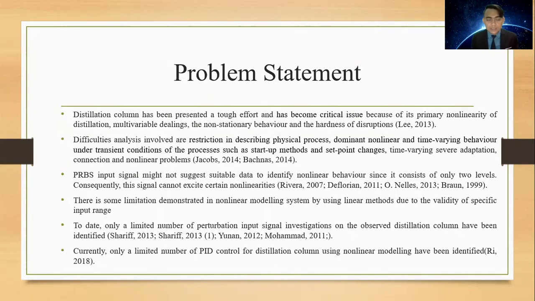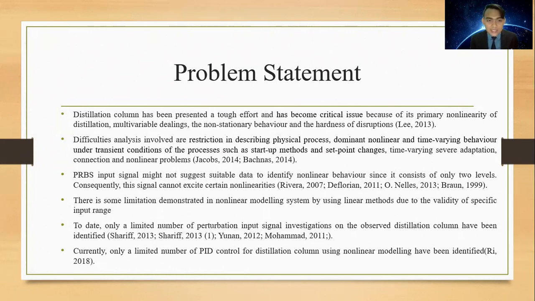For the problem statement, the distillation column presents a tough challenge and has become a critical issue because of its primary nonlinearity, multivariable nature, non-stationary behavior, and the hardness of disruption. Then, difficulties in analysis involve restrictions in describing the physical process, dominant nonlinear and time-varying behavior under transient conditions of the process, such as startup method and set point changes, time-varying adaptations, connection and nonlinear problems.